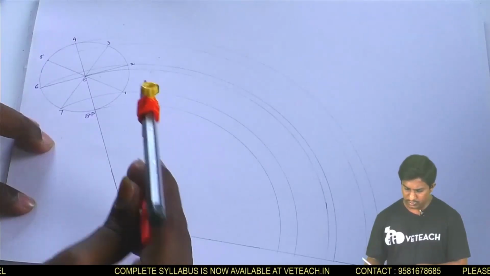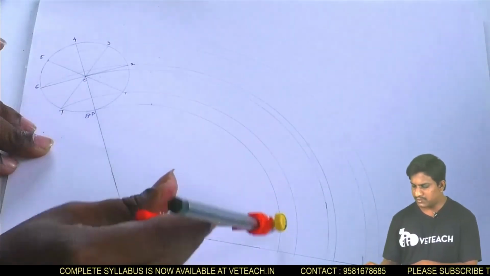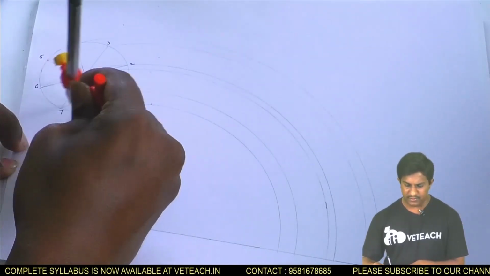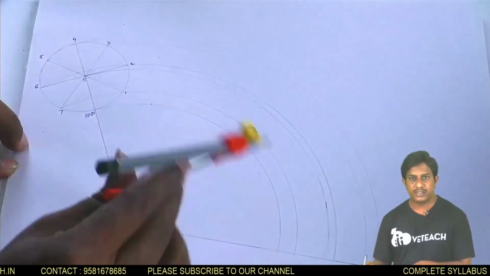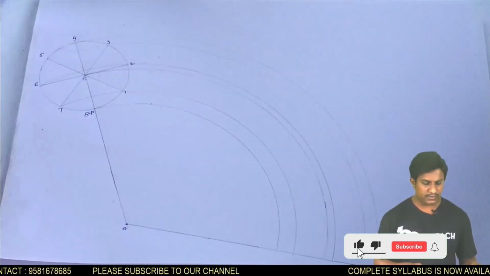From O, you need to draw an arc. By using the compass, draw an arc from point 8, and 7 and 1 will coincide at the same point. Like this, you need to draw a curve for every point.